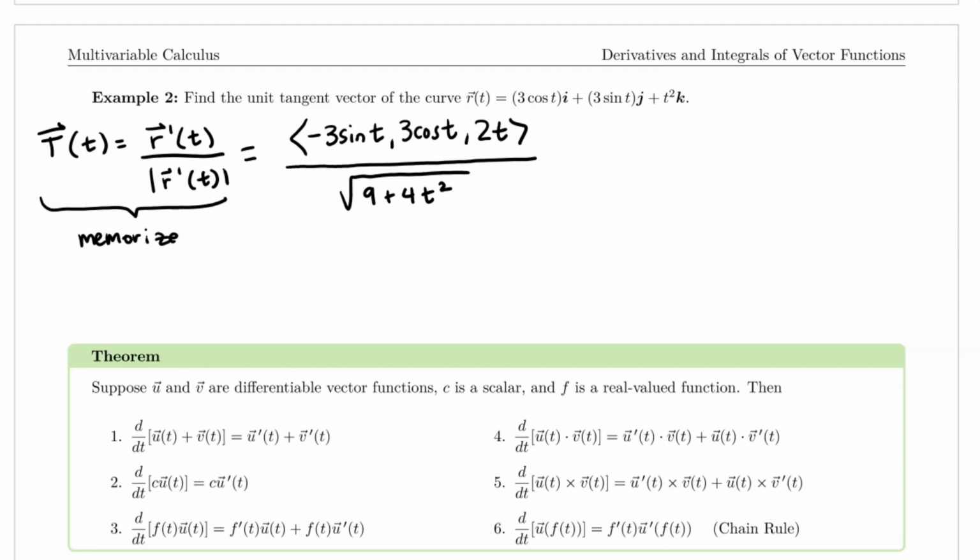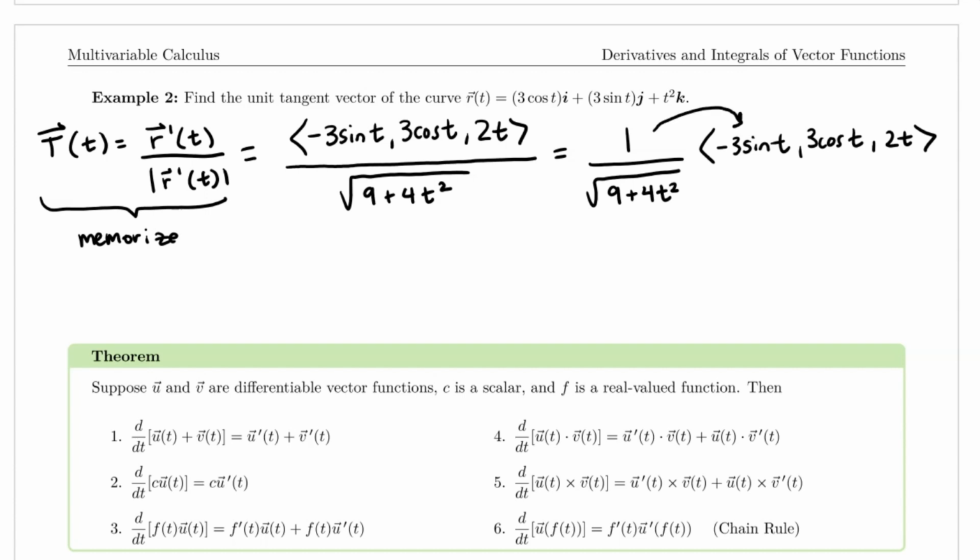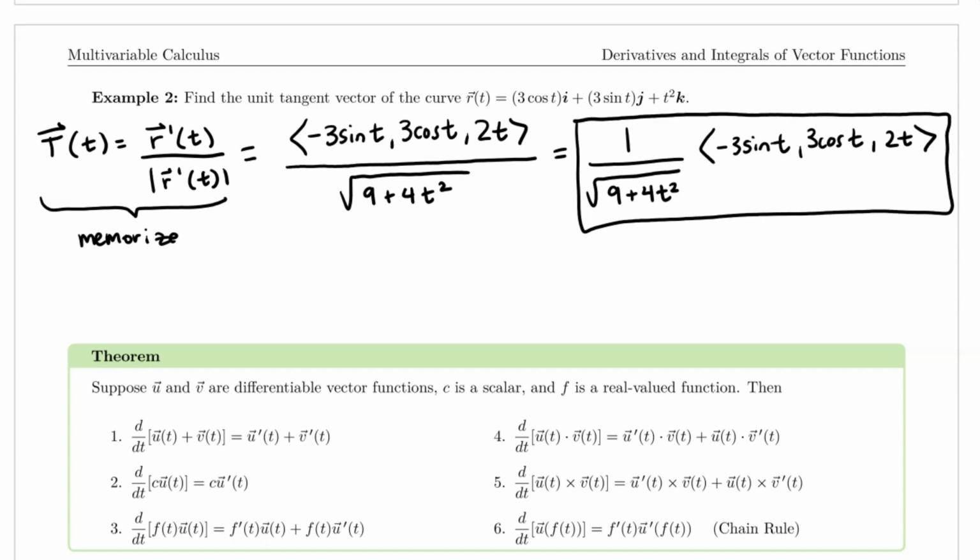There's several other different ways that you could write this. Notice that I could write this as 1 over the square root of 9 plus 4t squared, and then just copy my vector. If I wanted to, I could also distribute this into each of the three components, but I'm not going to do that, and I'm just going to leave it factored out like this, and here we have our final answer.